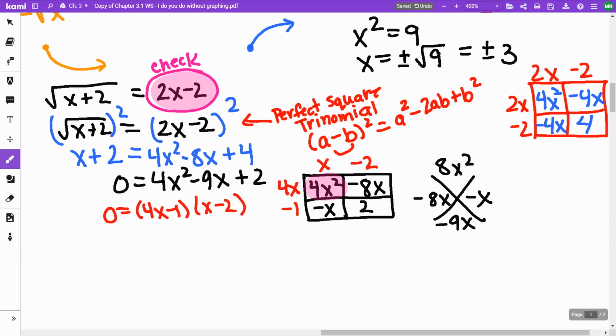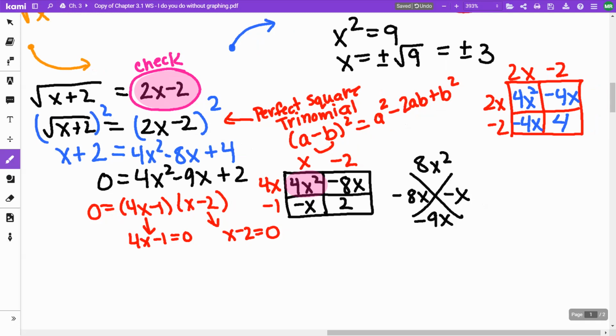I am going to set both of these to 0. I'm really working out 4x minus 1 equals 0. I'm really working out x minus 2 equals 0. If you can do those in your head without writing equals 0, that's our goal. So here I would add 1 and divide by 4. So it's going to end up being a 1/4. The other one I would add 2. Those are my 2 answers.